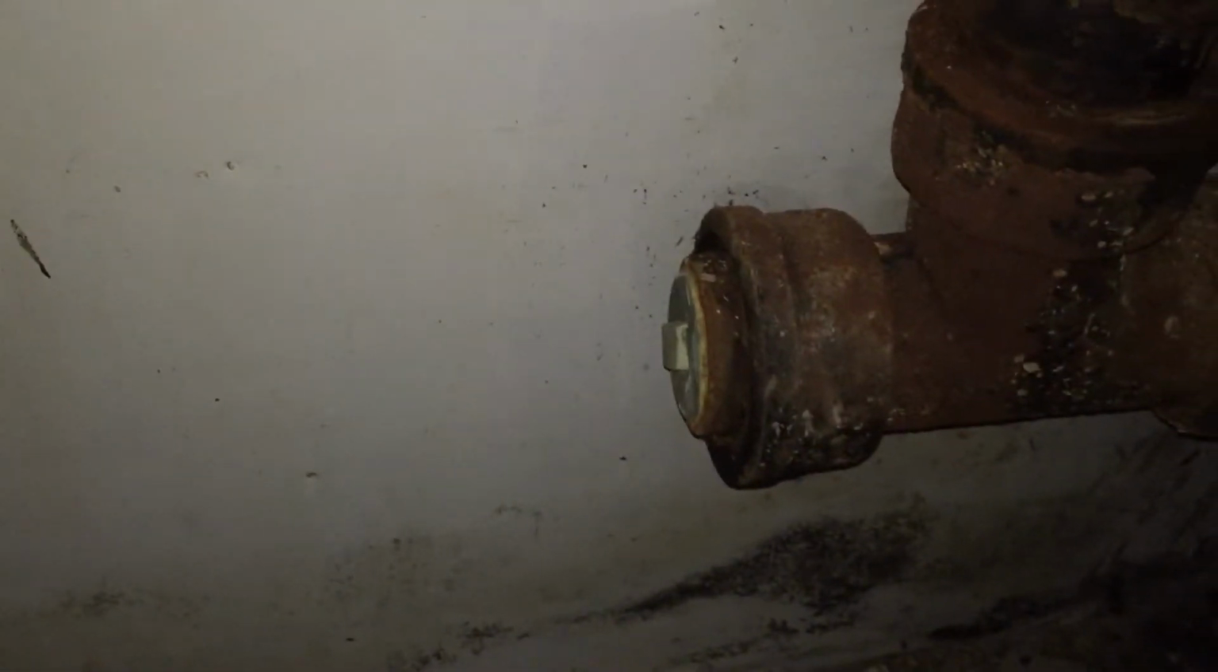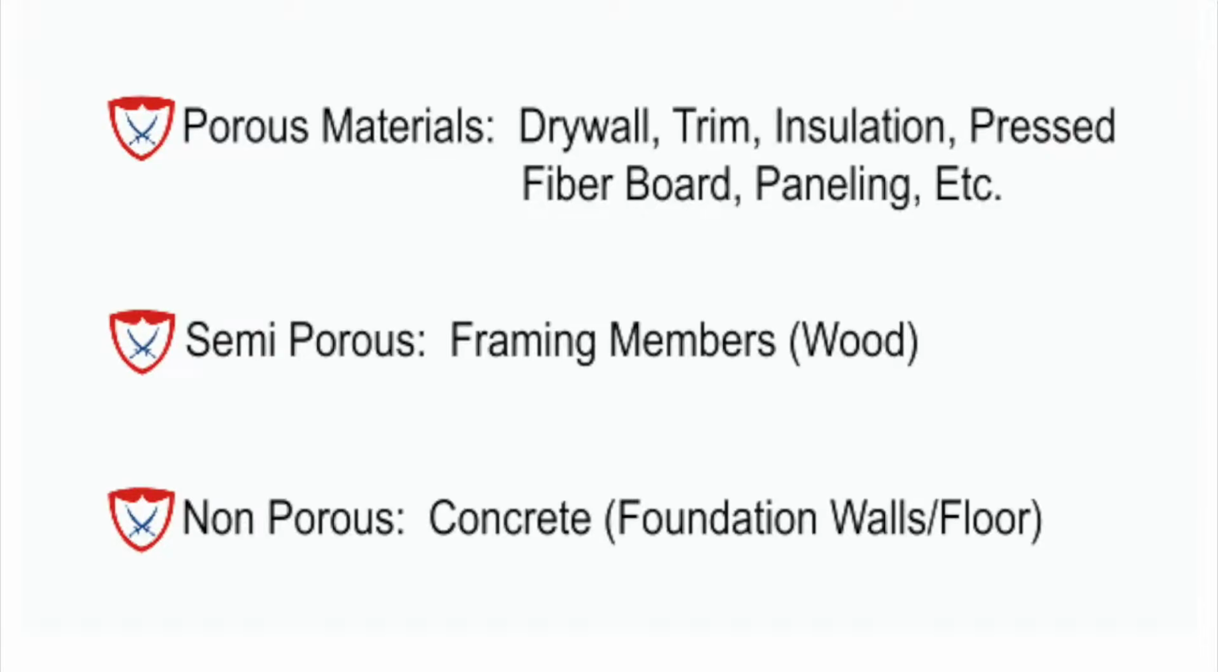Now, when we walk into a property like this, the first thing that we try to do is classify what types of materials are present. We classify them in 3 different categories. There's porous materials, so your drywall, trim, insulation, fiberboard, paneling. Those items fall under the porous category. And then semi-porous material is your wood framing members, and non-porous material would be your concrete foundation walls and floors. The reason that we separate these out is because when we go to set up a scope of work and tackle the project, we handle each type of these materials differently during the process to achieve proper remediation.